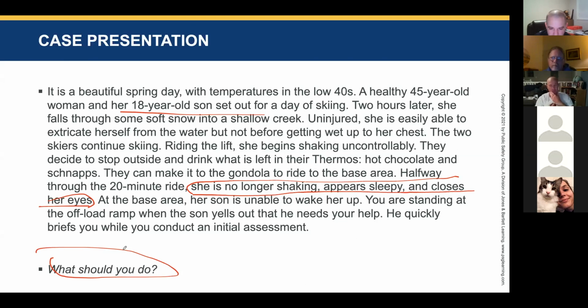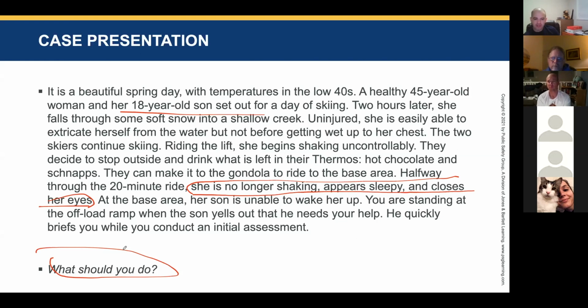Scene safety first off. So what would be important with scene safety? I want to get her off the gondola or get away from the gondola. It's moving. Yeah. So the first thing I'm going to do is probably stop the gondola, right?